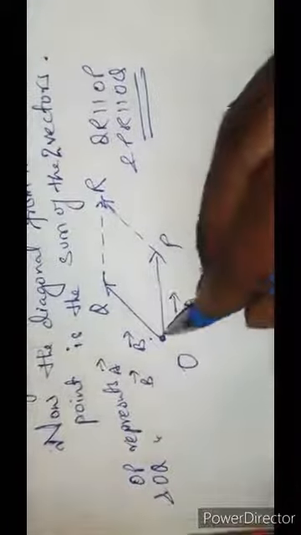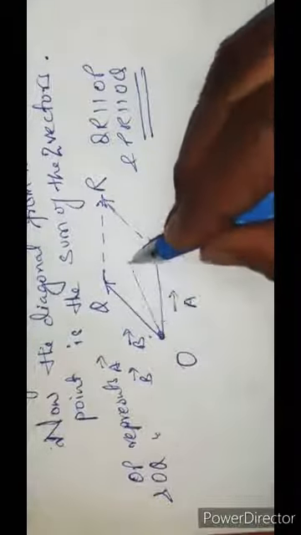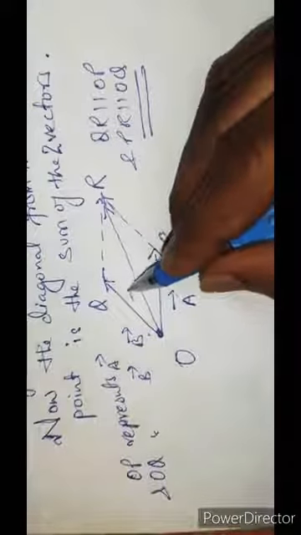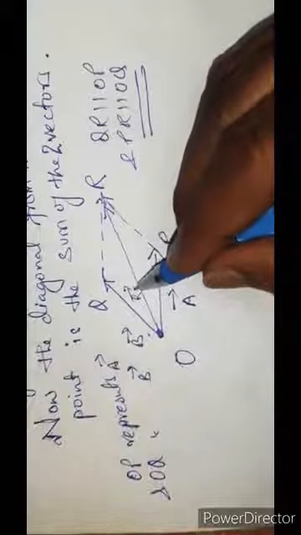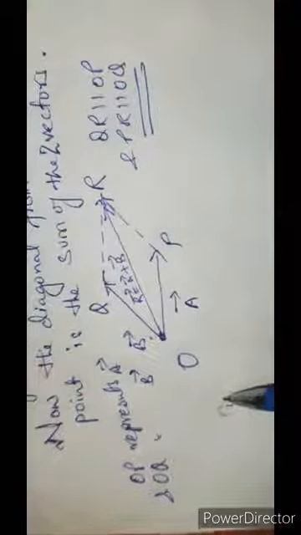The diagonal drawn from the co-initial point, that is O. O से वो diagonal हमें draw करना है. From O we are drawing the diagonal, that is the co-initial point. OR equals vector A plus vector B. Here the diagonal is OR. Now vector OR is equal to vector OP plus vector PR.